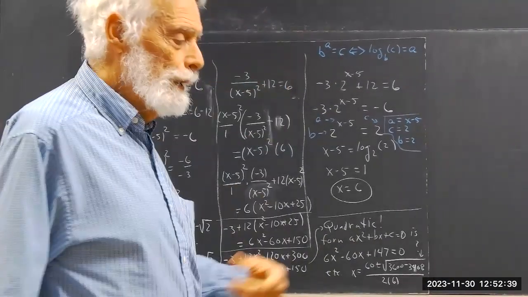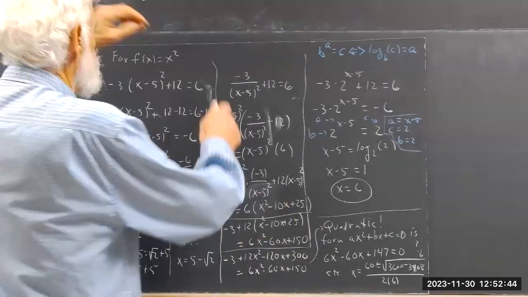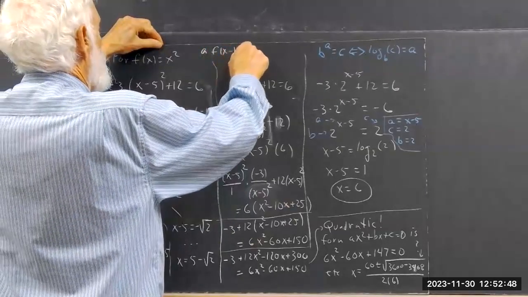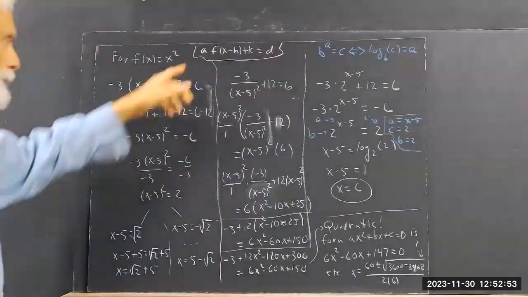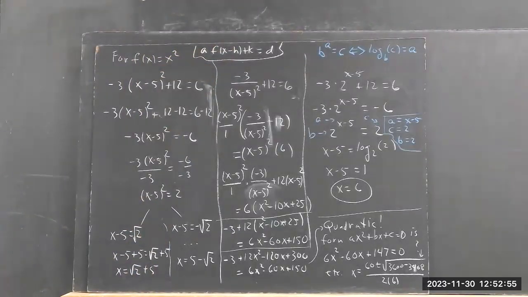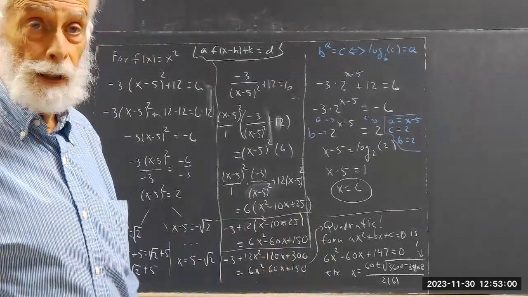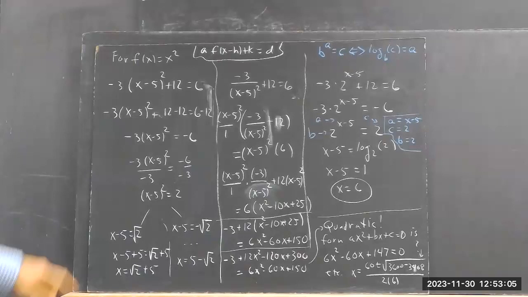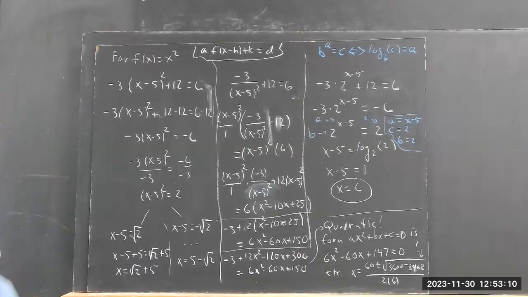But here we go. Okay, same thing, a f of x minus h plus k. There's the form that we're going to use. We're going to use the same numbers we used before. a is still -3, h is still 5, k is 12, d is 6. For the scoring function, here it is.